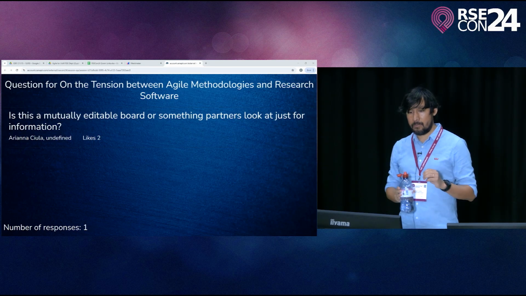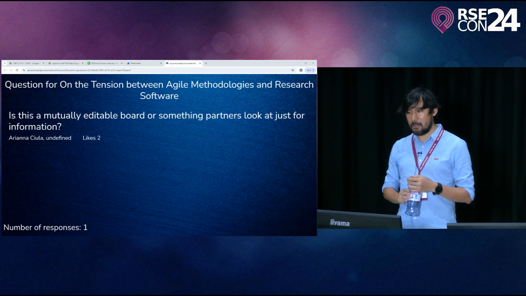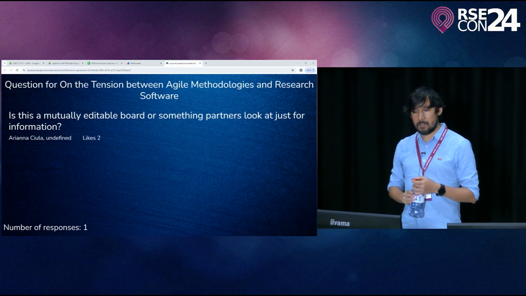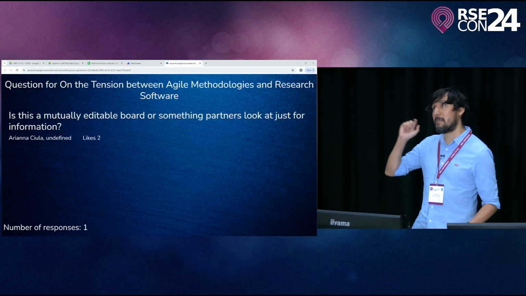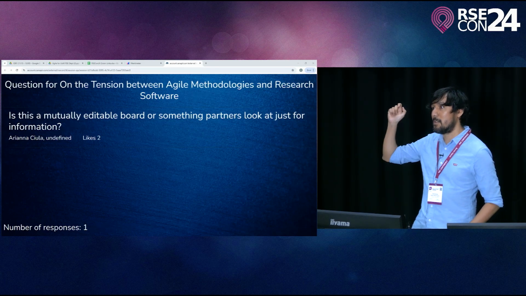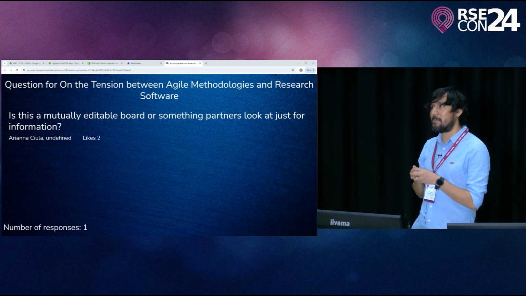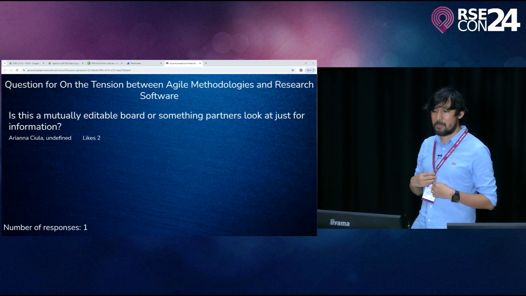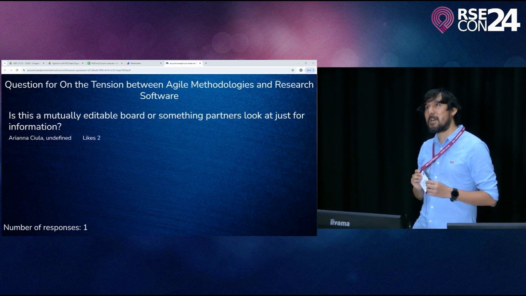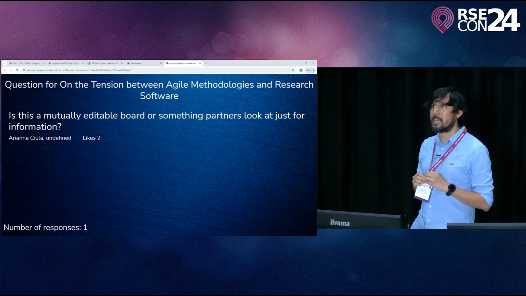Is this a mutually editable board or something partners look at just for information? So what we do in the Turing, yes, is a mutually editable board. And in the GitHub issues that are the ones that go into our board, we engage in discussion as well. So instead of checking in like in daily scrums, this discussion happens asynchronously on the GitHub issue. So we edit as engineers, the PDRAs, and if you have an engaged PI professor, they will also engage in discussions in the GitHub issue.